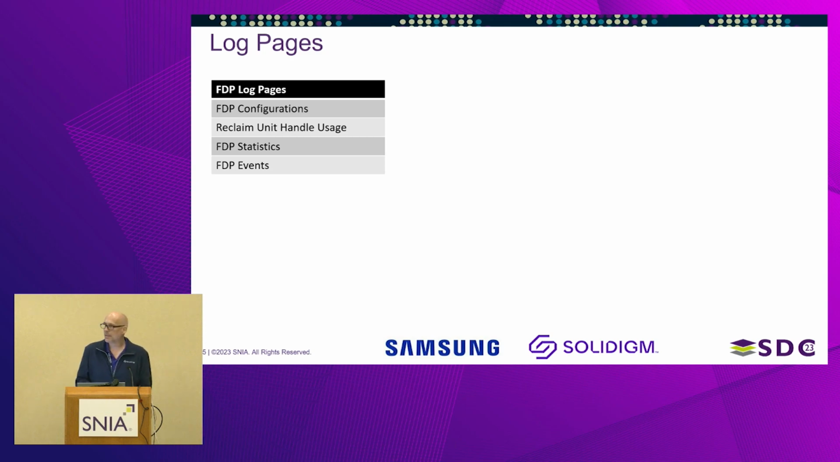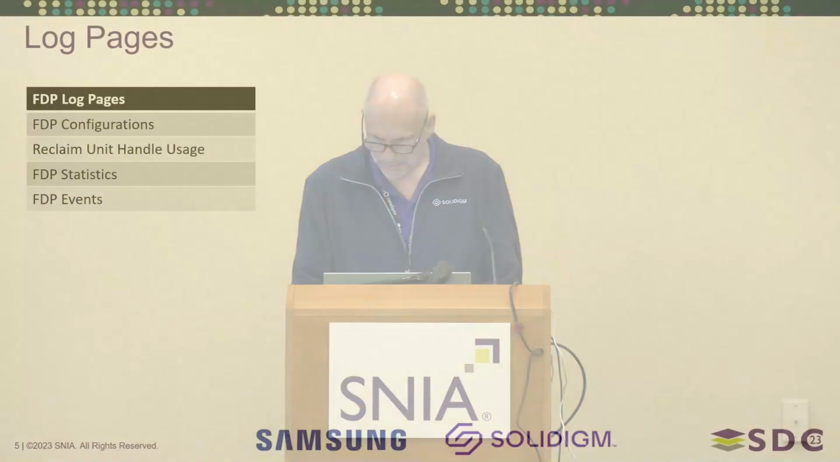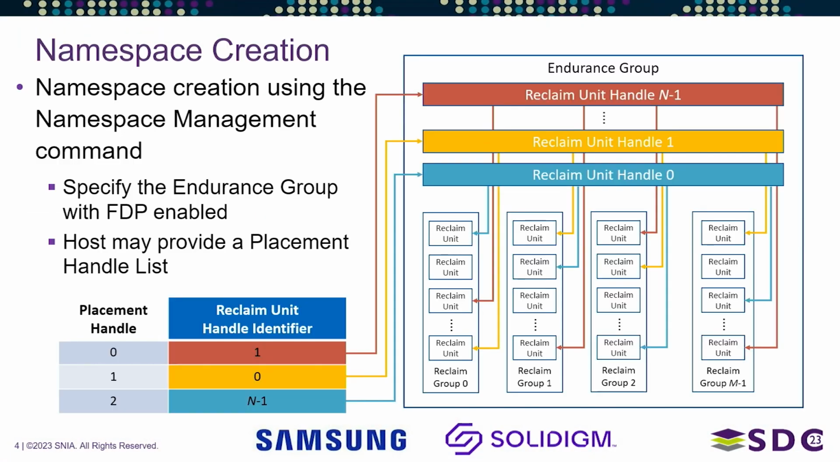Could we go back to that previous page? I'm sorry if I'm missing this. This one? Yeah, and this is probably my ignorance, but where's the build? Okay. Why would you want a reclaim unit in each reclaim group?